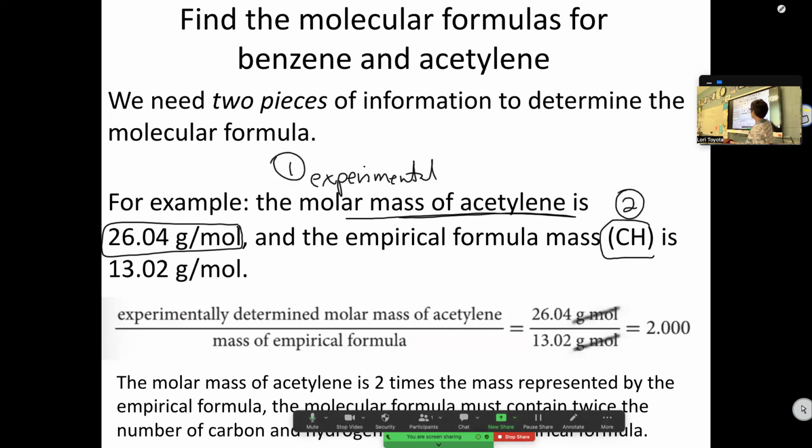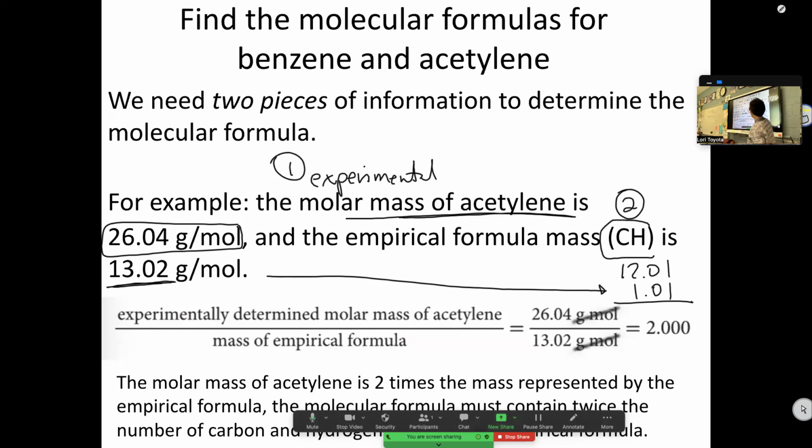We need the empirical formula. We are given both of these. Our experimental mass is 26.04. What this formula mass means, that's 12.01 for carbon and 1.01 for hydrogen. That's where we get 13.02, right? We got that from that. So that's our ratio. The empirical formula and the molecular formula are another ratio.